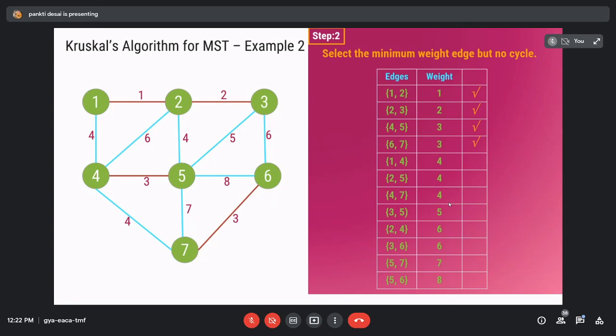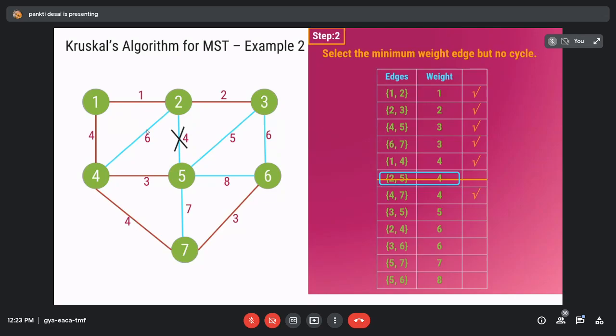The next is we have three edges with the same weight 4, right? So if we select 1 comma 4, then it will not create a cycle, so we can select 1 comma 4. Then 2 comma 5. If we select 2 comma 5 here, it will create a cycle, so we cannot select 2 comma 5, right? Next is 4 comma 7, right? If we select 4 comma 7, then there is no cycle, so we can select 4 comma 7, right?